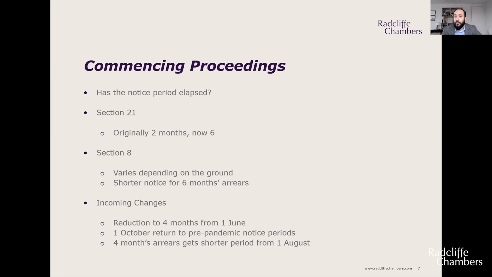And it's important to note, as I said, that while there's shorter notice for those arrears in excess of 6 months, from the 1st of August, it appears that the government is going to permit a 4-month notice period for arrears that are 4 months or greater. So you won't have to rely on that 6-month notice period. So it's just important to bear that in mind. Keep an eye on the government website, the Ministry of Housing website for updates.